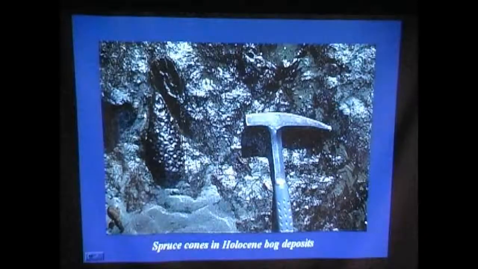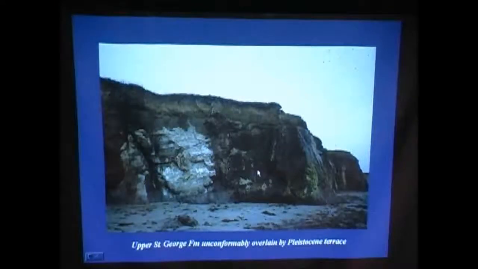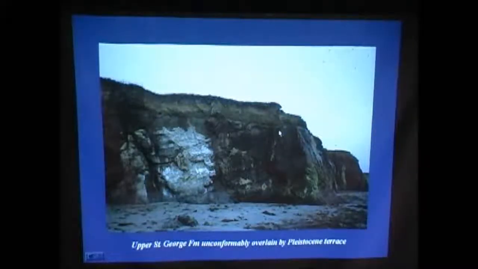And we convinced a paleobotanist, Diane Irwin of Berkeley, to come up, and she was very excited about the bog deposit because she said it's rare you find preserved spruce cones of this degree of preservation. So she did the radiocarbon for us. So we wrote this all up for California Geology, which unfortunately was subject to state budget cuts, but our story was published in May, June 2001. So here's the uppermost St. George, and here's a young terrace deposit sitting in angular unconformity on top.